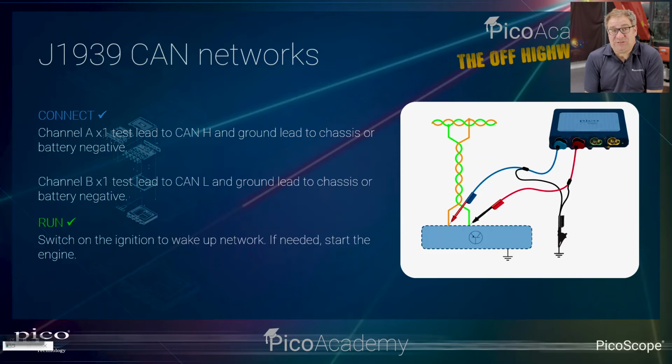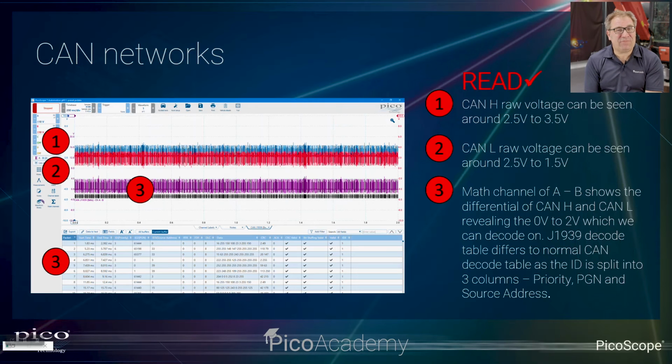In terms of connections, it's pretty simple. We're only using 2 test leads, channel A and channel B, connecting into the high and low CAN signals on the network. In terms of running the test, we have to start the oscilloscope software. Generally, we only need to switch the ignition on. You don't even need the engine running, but sometimes you just need to start the engine to kickstart the network. We're going to see something like this, and it will feel like a huge amount of data, but it's really quite simple.